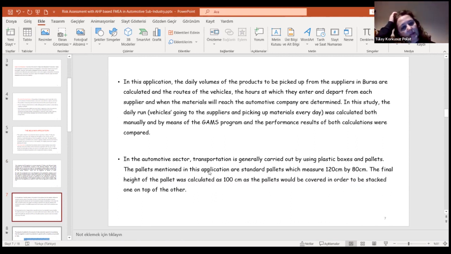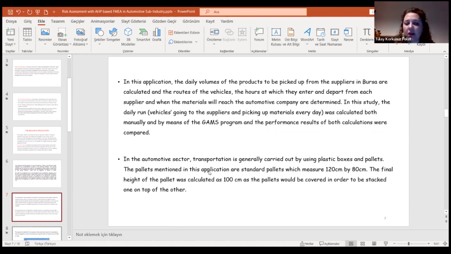In this study, the daily run was calculated both manually and by means of the GAMS program, and the performance results of both calculations were compared. In the automotive sector, transportation is generally carried out by using plastic boxes and pallets. The pallets mentioned in this application are standard pallets which measure 120 centimeters by 18 centimeters.